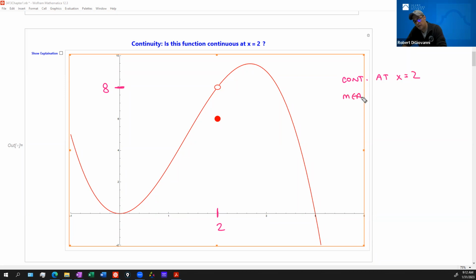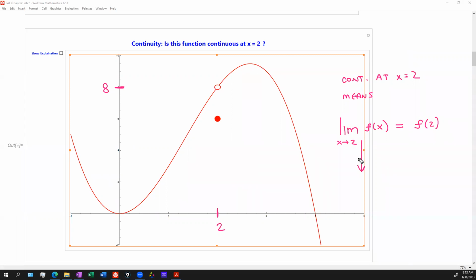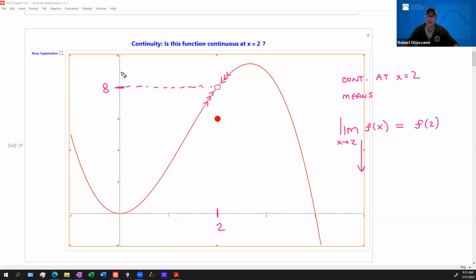It means that the limit as x approaches 2 of this function must be equal to the value of the function at 2. So what is the limit? What's the limit of this function as you approach 2? 8. It's 8 again, right? Because when you come in from the left and from the right, both are approaching 8. Remember, it's a limit. We don't care what's happening at 2. We're asking what's happening near 2.